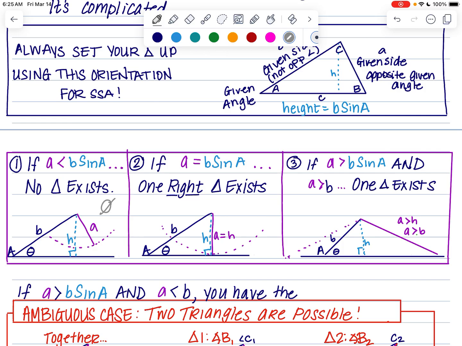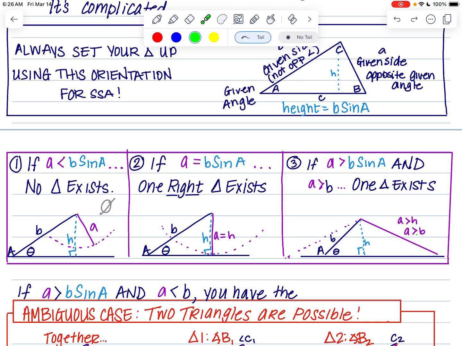There's no triangle. If your height and your side A length across from your given A angle have the same value, then that means A is an altitude, which means you have a right triangle. Just use your right triangle stuff to find what you're missing. Now, if A is bigger than your height, and also A is bigger than the other side that you were given, so if this side over here is larger than the height and also that side there, you have exactly one triangle.